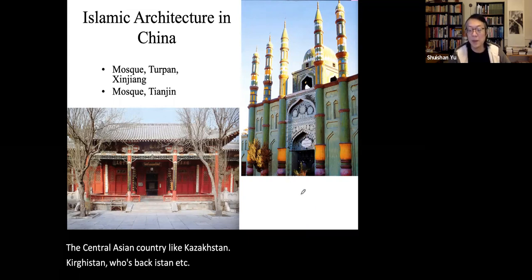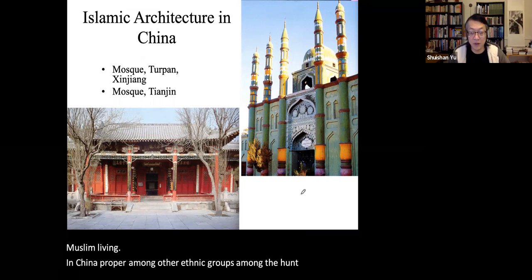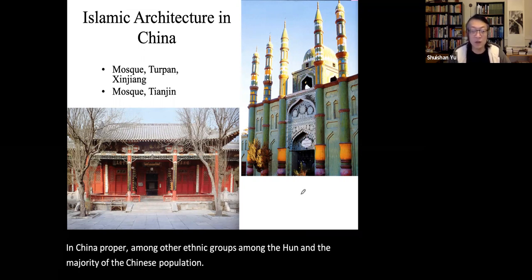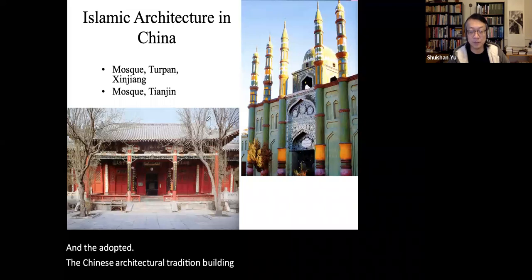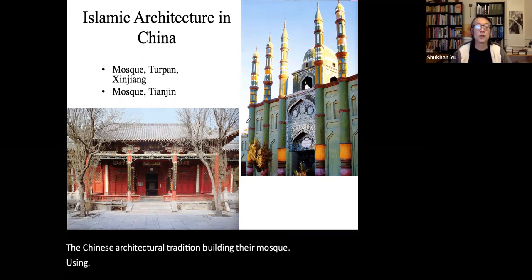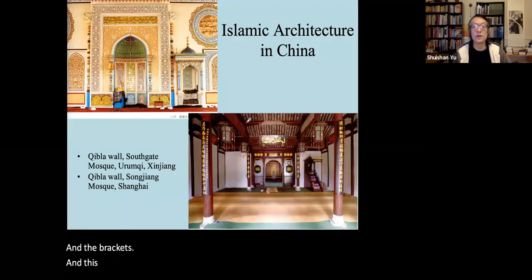But there are also Muslims living in China proper among other ethnic groups, among the Han, the majority of the Chinese population. And they adopted the Chinese architectural tradition, building their mosques using wooden structure, using glazed tile, sloping roofs, and brackets. And this is also the case in their interior.